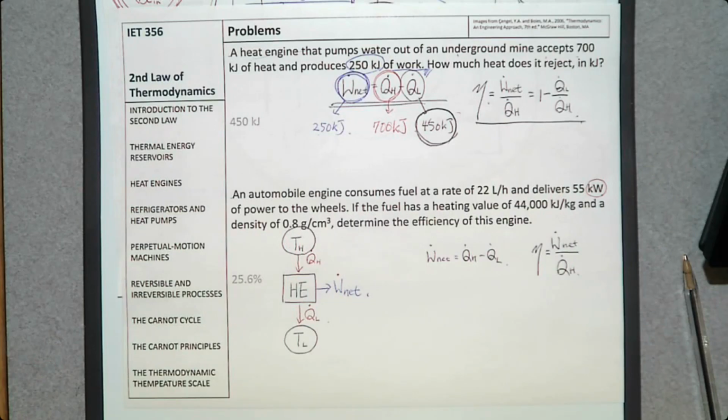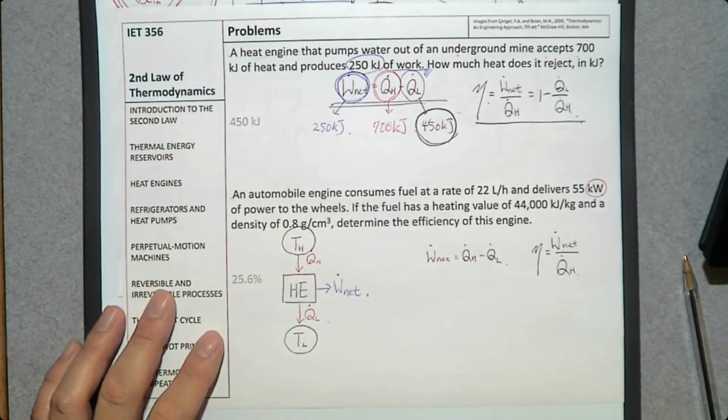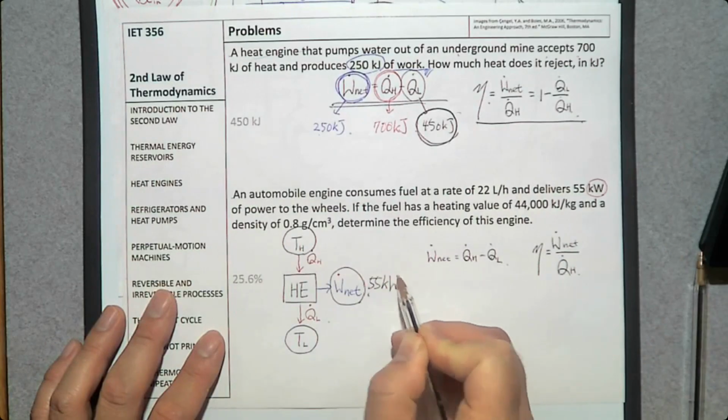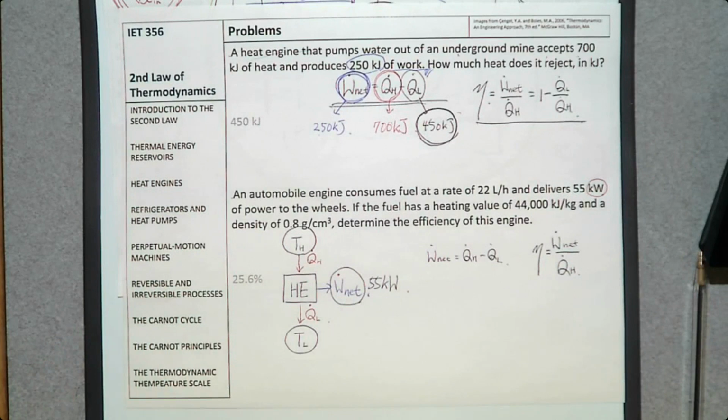It delivers 55 kilowatts. That means this one is 55 kilowatt. Okay, good. If the fuel has a heating value of 44,000 kilojoule per kilogram, that means if you burn 1 kilogram of fuel, it's going to produce 44,000 kilojoule of heat. And the density of this fuel is 0.8 gram per centimeter cube. Determine the efficiency of this engine.